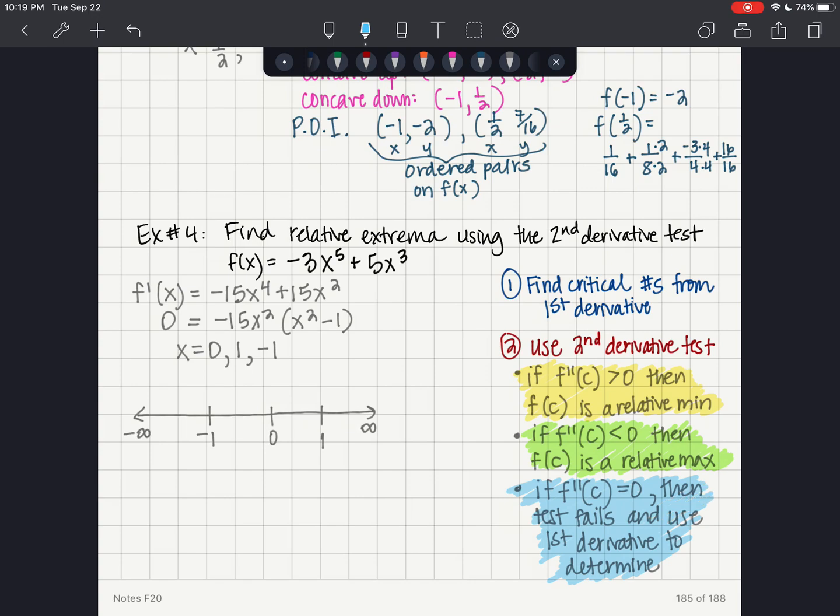And then you find yourself sometimes saying, why didn't I just do it that way? Since I was going to be doing that anyway, why did I? Well, because it doesn't always happen that it's going to fail. Okay, so I'm going to show you. Our second derivative of x is equal to, I'm going to go to the first derivative, and the first derivative is negative 15x to the fourth plus 15x squared. So the second derivative is negative 60x cubed plus 30x.